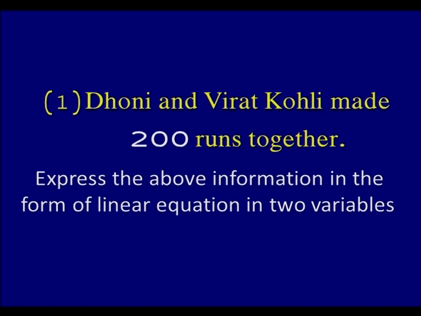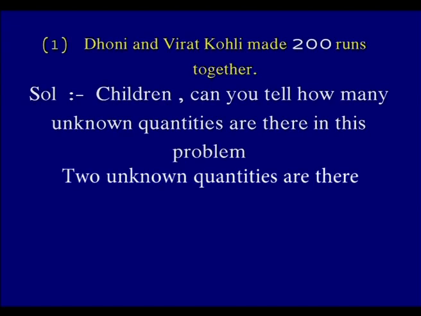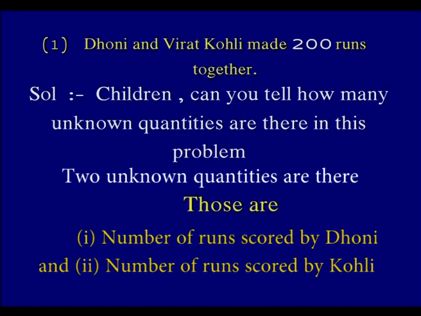First question: Dhoni and Virat Kohli made 200 runs together. Express the above information in the form of a linear equation in two variables. Children, can you tell how many unknown quantities are there in this problem? Two unknown quantities are there. Those are the number of runs scored by Dhoni and the number of runs scored by Kohli.